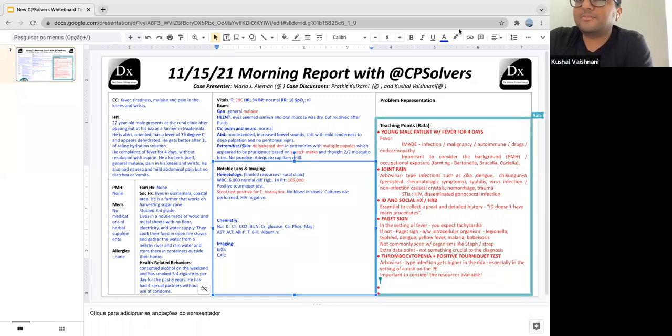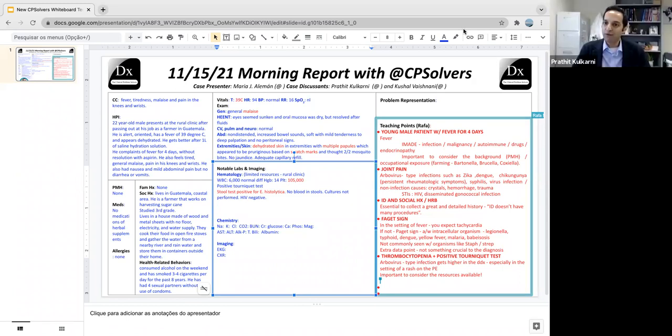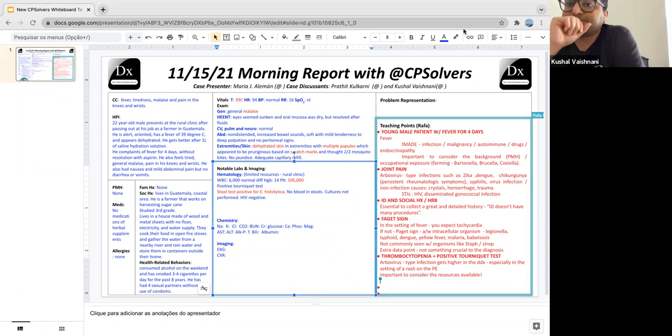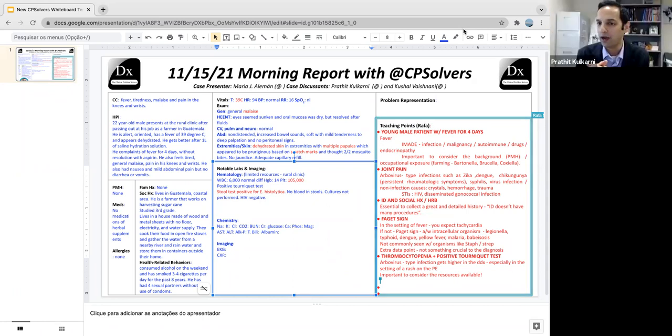Gabriel also raised a really important point. What do you think about the stool test positive for Entamoeba histolytica? How would you interpret that? Yeah, very interesting. E. histolytica can do a couple of things. One, it can cause hemorrhagic colitis, theoretically bloody diarrhea, dysentery. We don't really have any of that in the patient's history. Okay, so that's one.